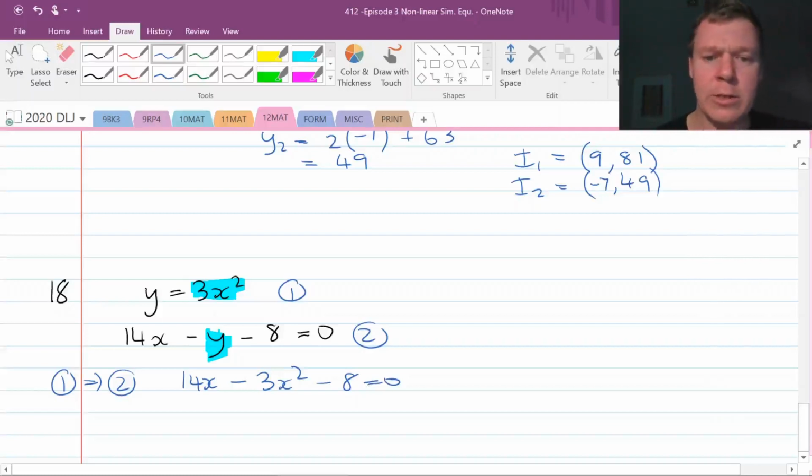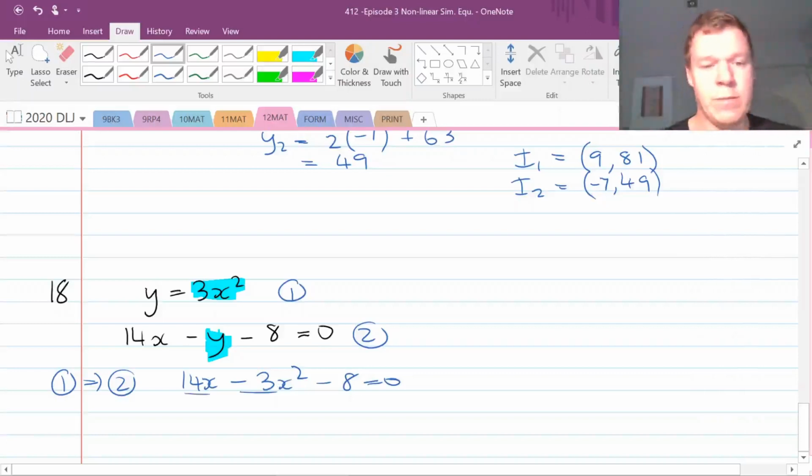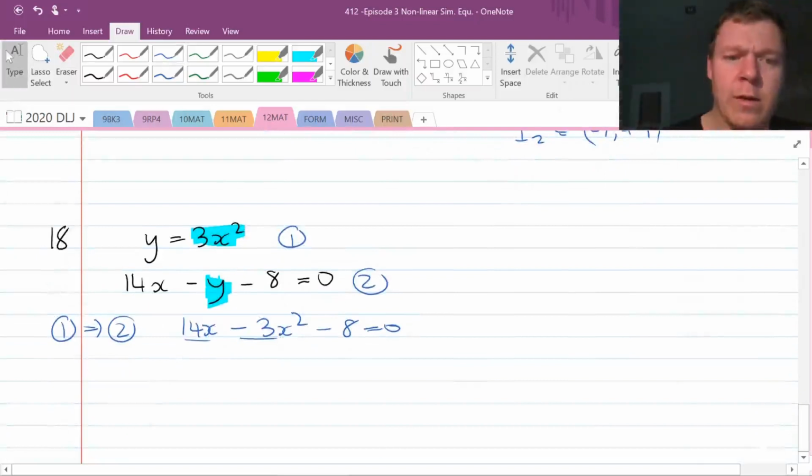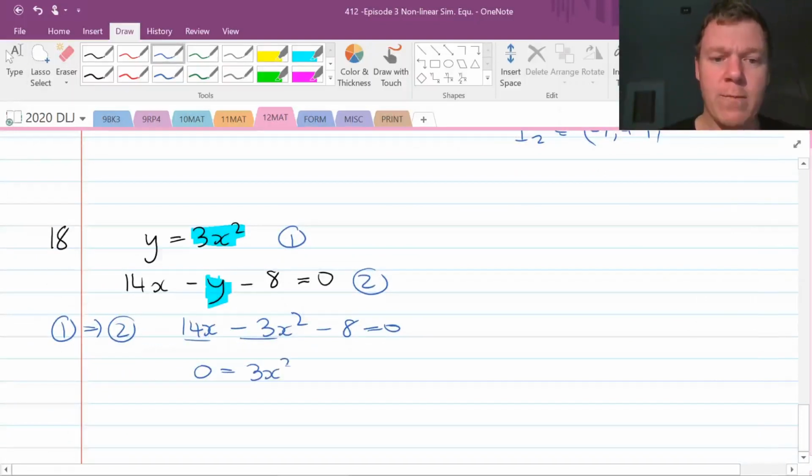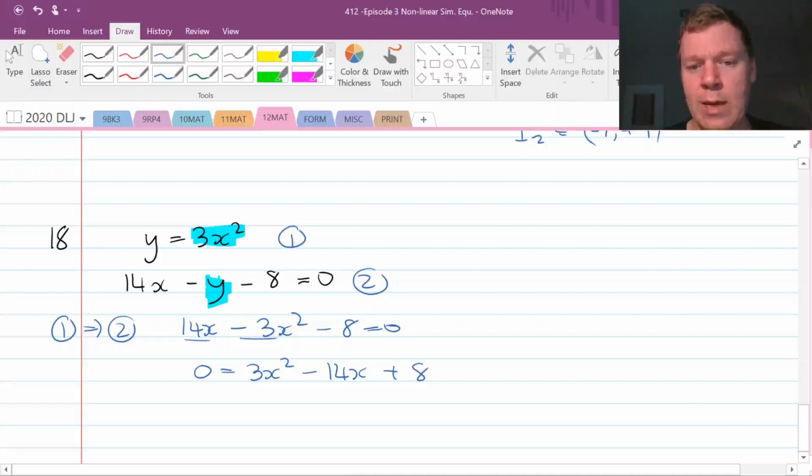Alright, I'm going to swap everything to the other side just so it eliminates the negatives and we have a positive on our x squared term. And then also I'm going to put them in the right order because we've got them completely out of order. Okay, so 0 equals 3x squared, so everything is going to swap its sign, so this has become a positive now. Then we have a negative 14x, and then we have a positive 8.